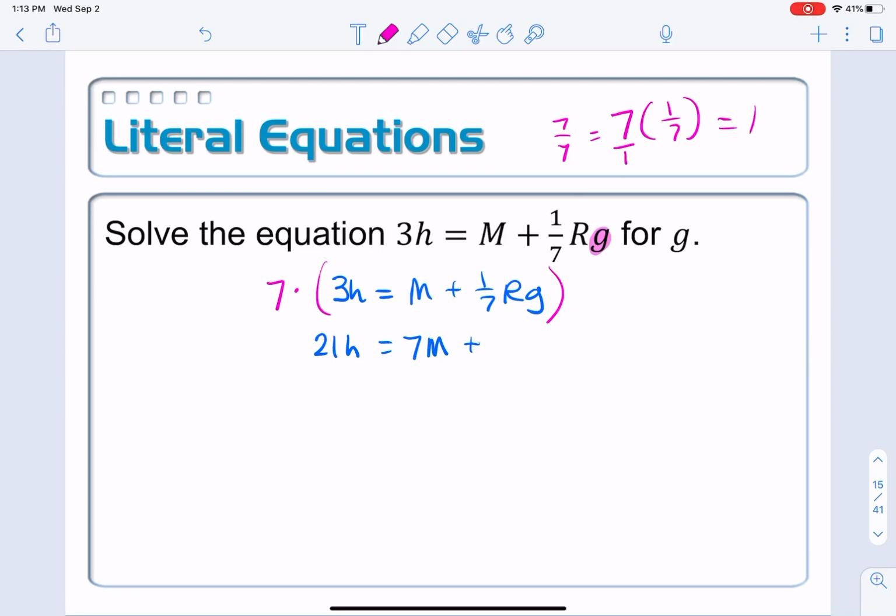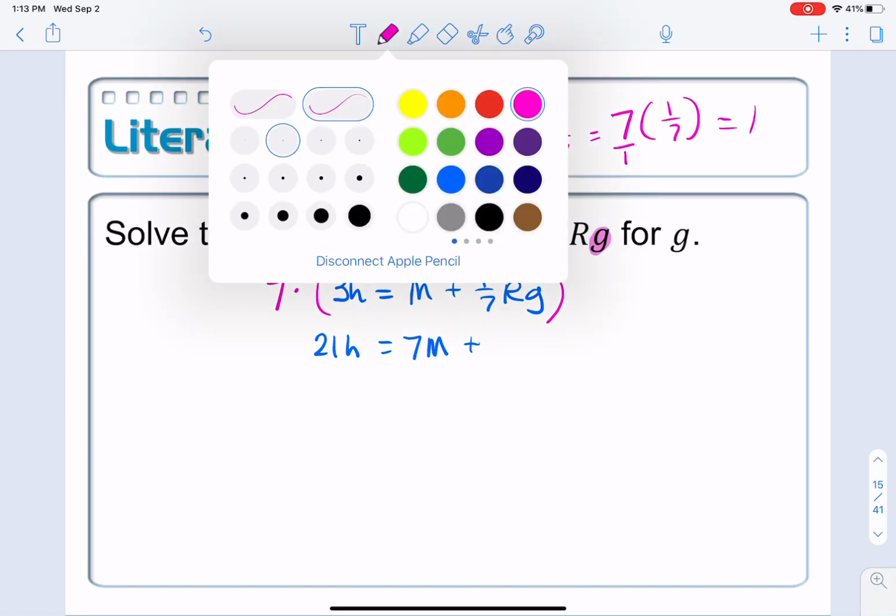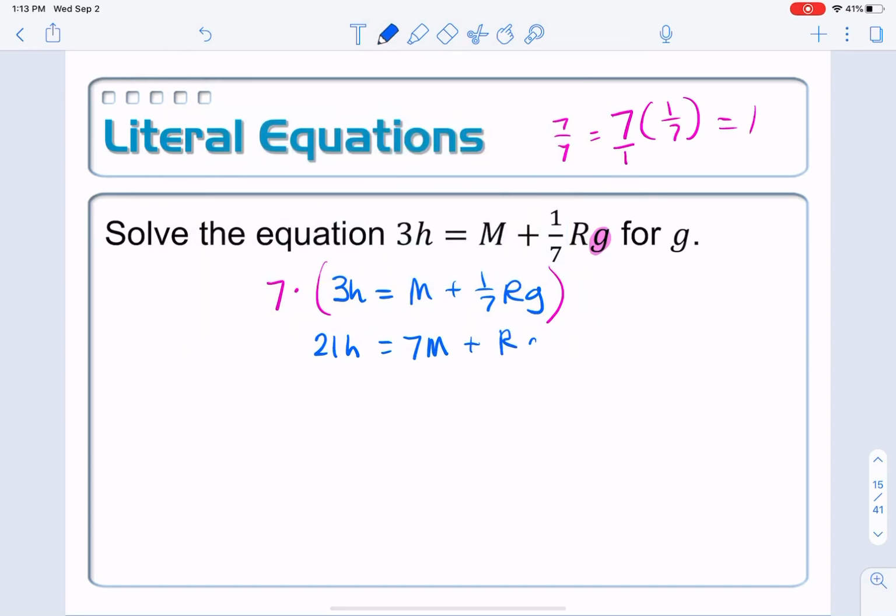All right, so that means that that fraction disappears, and I'm left with a capital R and then G. Okay, so we're one step closer to getting G all by itself. So now I have this 7m that's over here, and I have this r that's right beside the g. What am I going to get rid of next? Should I move the 7m or should I move the r?